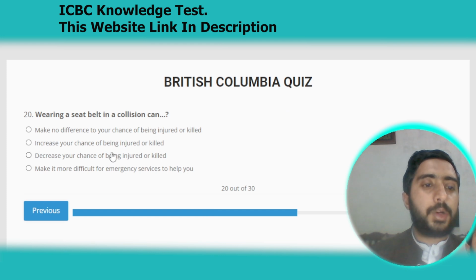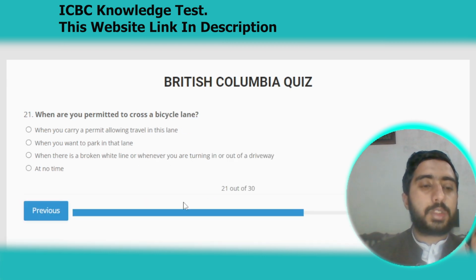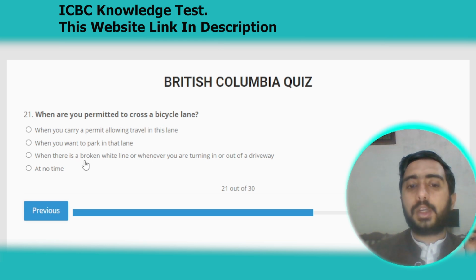Next one, question number 20. Wearing a seat belt in a collision can decrease your chances of being injured or killed, which is option C. Next one, question number 21. When are you permitted to cross a bicycle lane? You are permitted when there is a broken white line or whenever you are turning into or out of a driveway. Option C is the correct one.